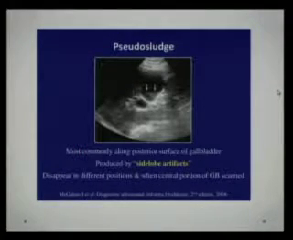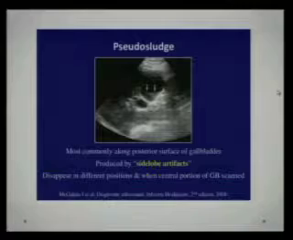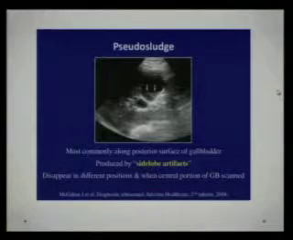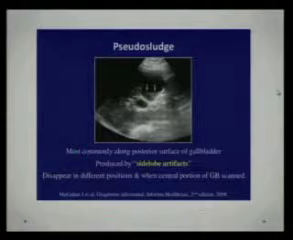Pseudosludge. Pseudosludge is nothing but side lobe artifact. We see it all the time. We see sludge in the transverse view, we don't see sludge on the sagittal view, or vice versa. We can't convince ourselves, is there sludge, is there not sludge? That's mostly because of an artifact known as the side lobe artifact.